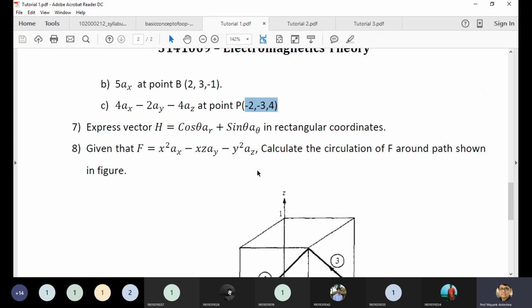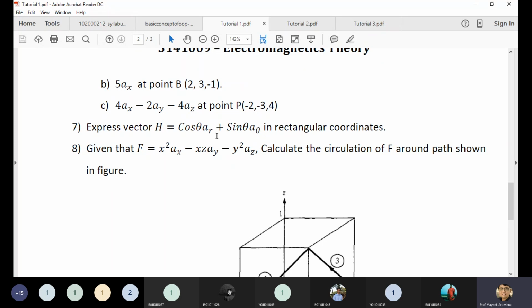In example 7, they are asking about the vector H, which is given. In which coordinate system? Spherical. Yes, it's a spherical coordinate system. So it's a reverse thing.